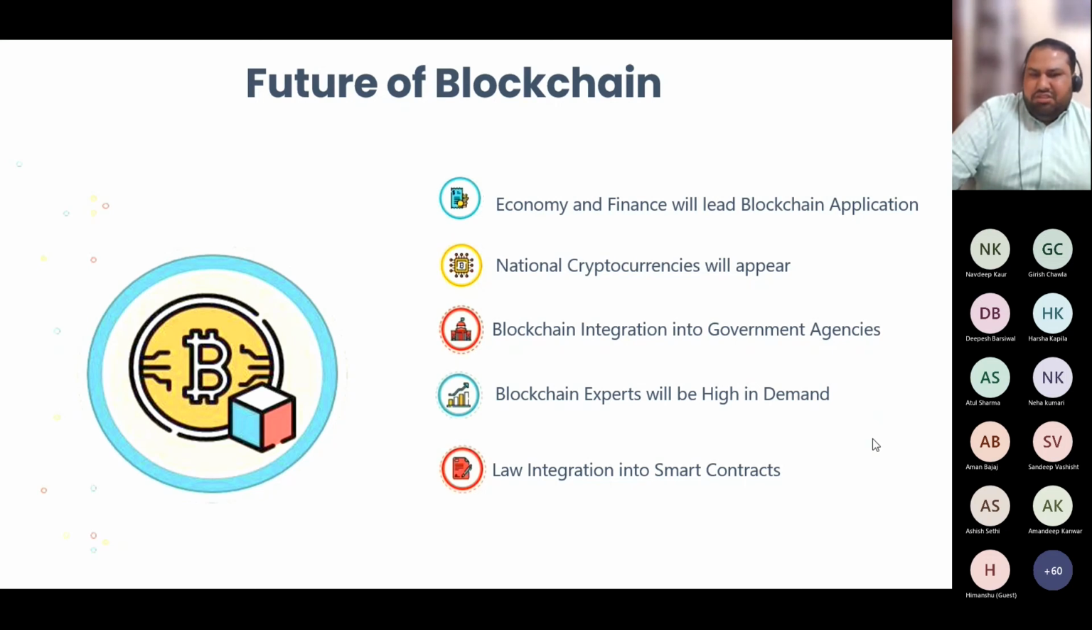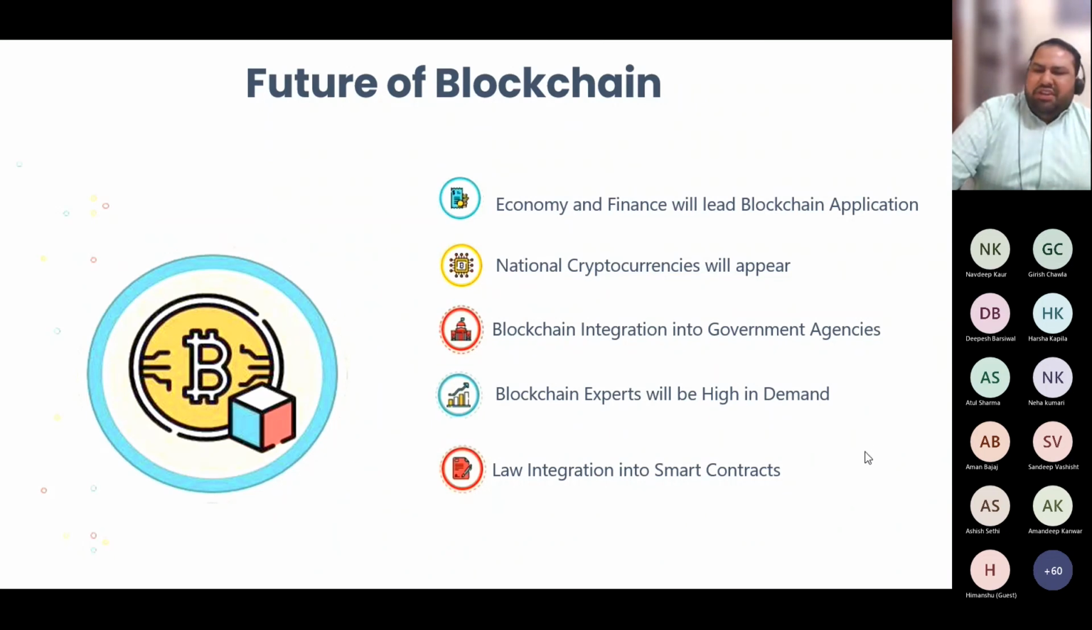And the next is that blockchain experts will be in high demand. Like I already mentioned in the limitations, currently we do not have many blockchain experts available in the market, but in the coming future, there will be huge demand for blockchain experts.